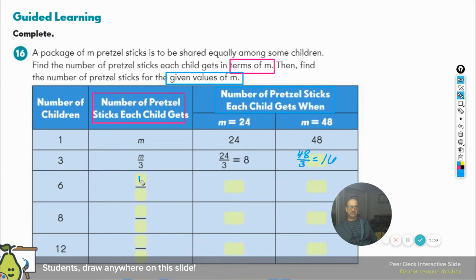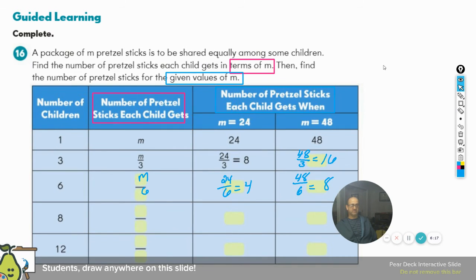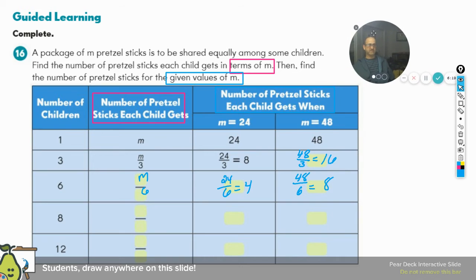Down here, you've got m pretzels divided by 6 kids. In this case, you've got 24 pretzels divided by 6, or 4 pretzels per child. Now we're starting to get a little stingy. Or if you have 48 pretzels divided by 6 kids, that's going to give you 8 pretzels per child. Pause me and fill out the rest of the chart, please. I'm starting in 5 seconds.